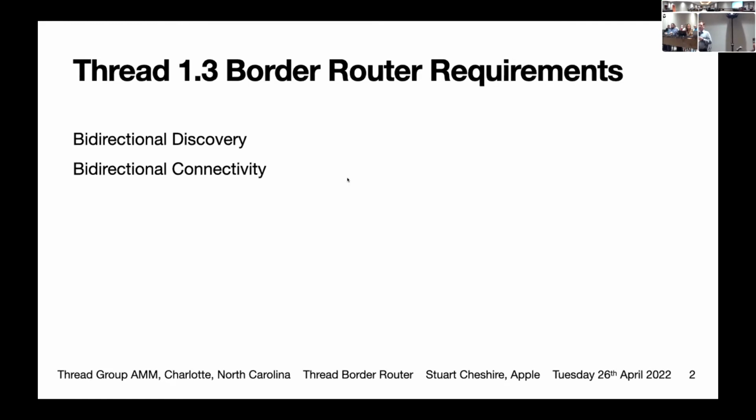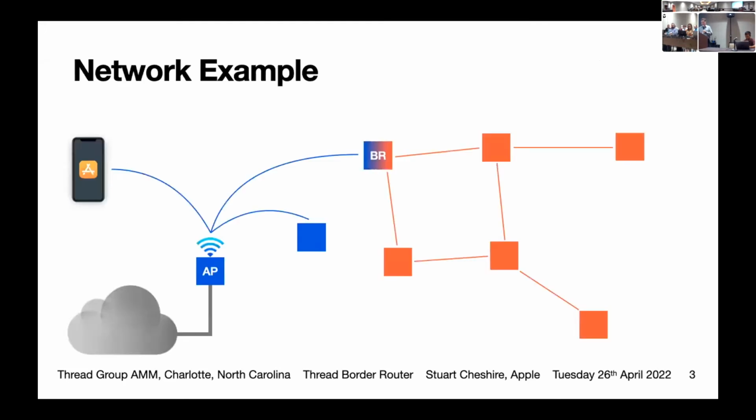So for a Wi-Fi access point or a Thread border router, there are two key properties that we want. We need discovery so that clients can discover services that they want to talk to. And having done that discovery, we need connectivity in both directions. Those sound like fairly simple, obvious things, and in a way they are, but doing that in a way that is efficient and reliable is what we've been working on.